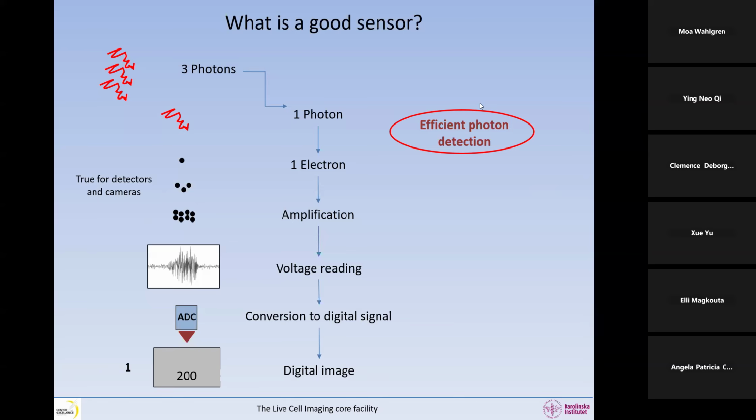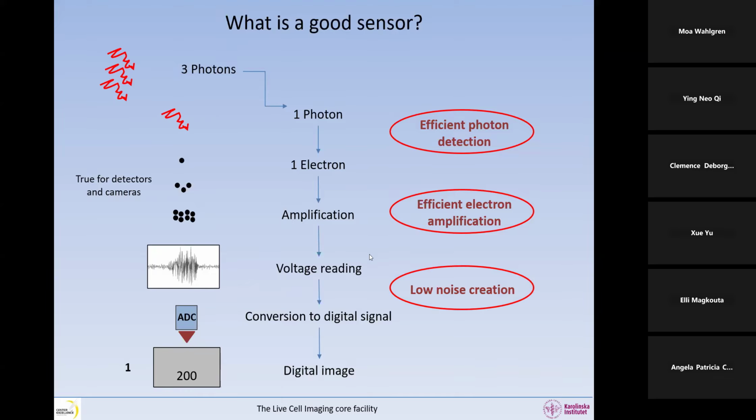We would like it to be very photon efficient. So we'd like when we get 3 photons to detect 3 photons, but it doesn't happen that way. And then we would like it to be very efficient at amplifying the signal, because these signals are very dim and we need to be able to read them. So we need to pass a certain threshold. We need a good amplification. And then we would like this whole process to not influence the signal and not add its own noise on top. And then we would like the whole thing to happen super fast, clearly.